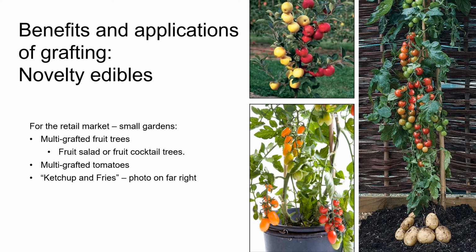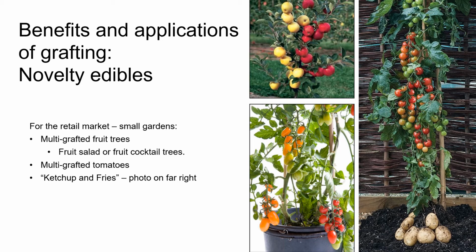Grafting gives us the opportunity to try out some novelty plants for the retail market that are aimed at today's smaller gardens or even apartment balconies. Several fruit varieties can be grafted onto a single rootstock to create what are often called fruit salad or fruit cocktail trees. A similar technique can be used with tomatoes to produce a plant that produces several different varieties.